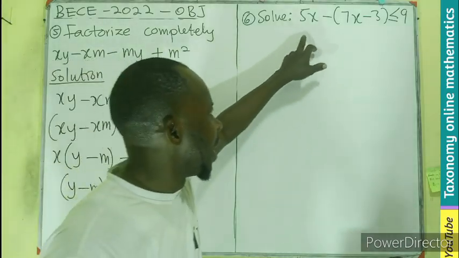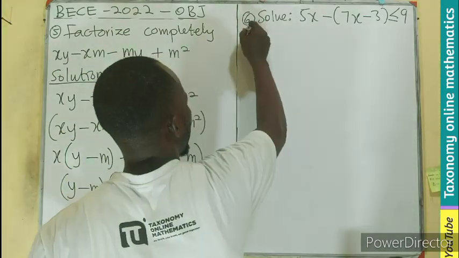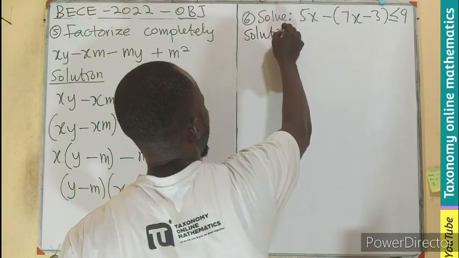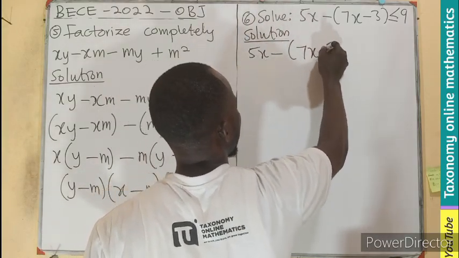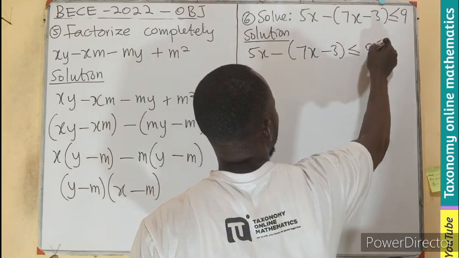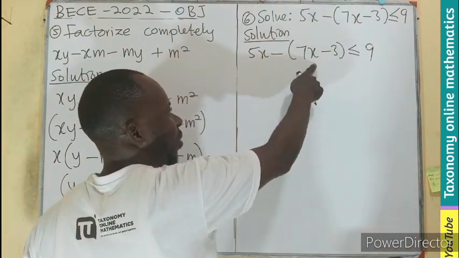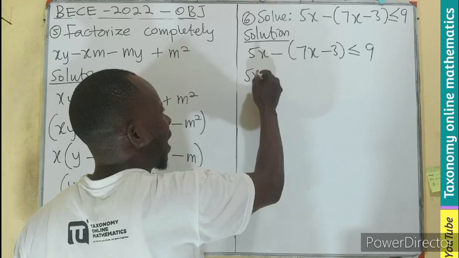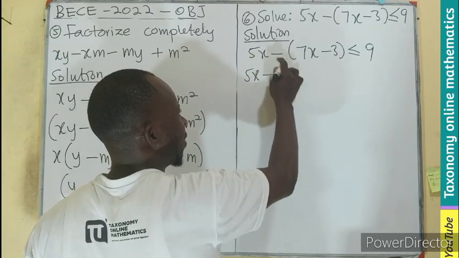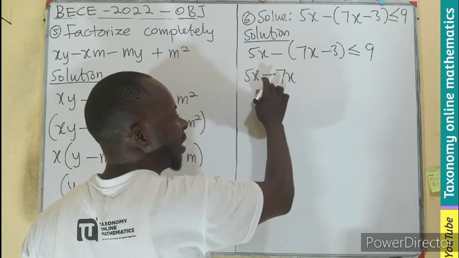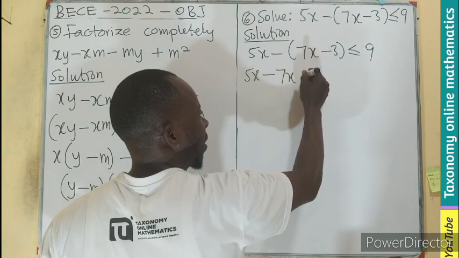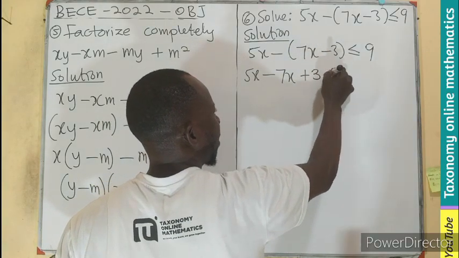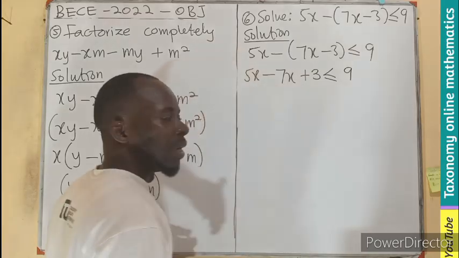All right. Here we are only going to first of all open that bracket. So 5x. Don't forget this negative 1 multiplying. So 5x minus 7x. Negative 1 times 7x, negative 7x. Negative 1 times negative 3 gives you positive 3. Less or equals to 9.